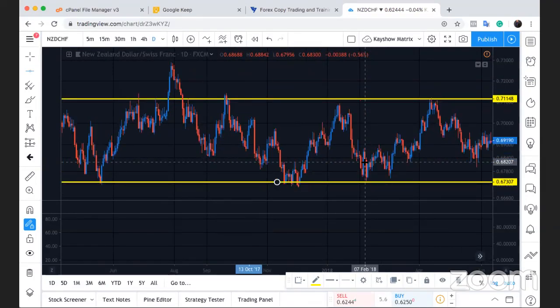The first thing you want to do is to mark up your ceiling, which is the resistance, and you mark up your floor, which is the support. If you are getting this, type in 111 in the chat box. If you understand what I'm saying, type in 111 in the chat box.